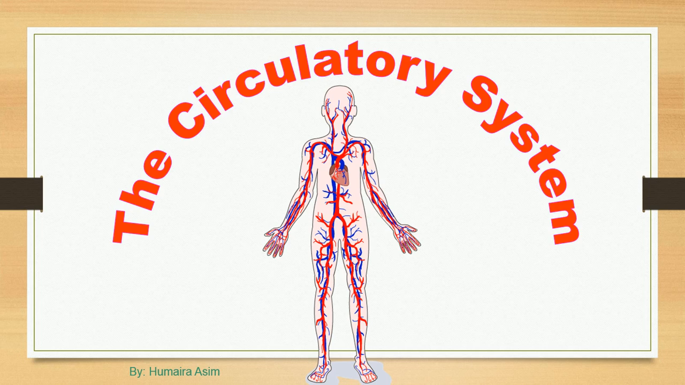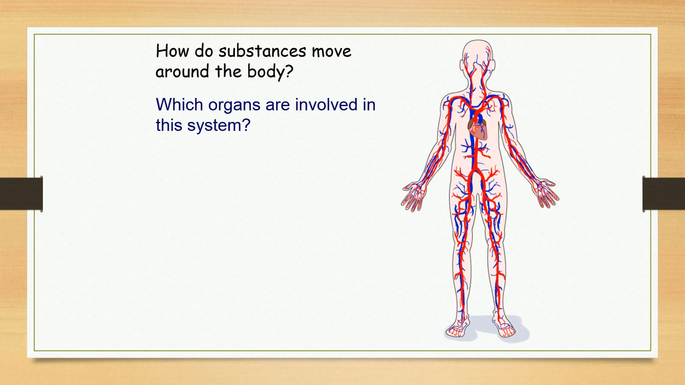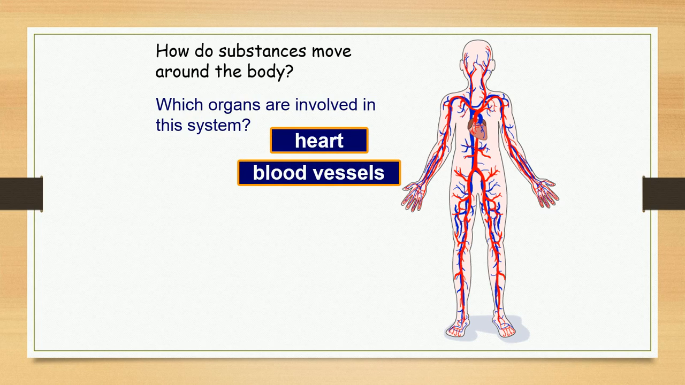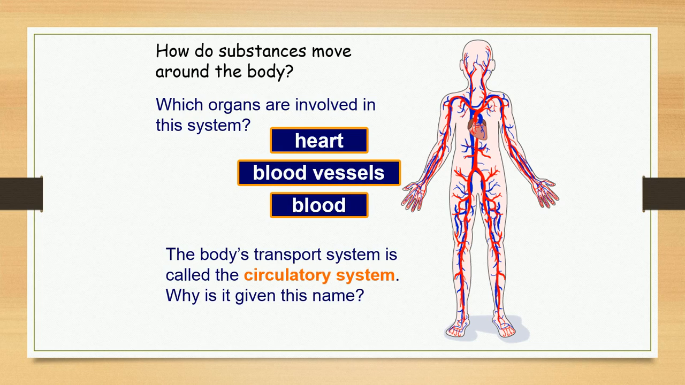Before going ahead to study these organs, let's go through how substances move around the body and which organs are involved in this system. As I was mentioning, the heart, blood vessels and blood are the three main constituents which make up the circulatory system. And why is this name given to them? Because this system helps substances move around the body.